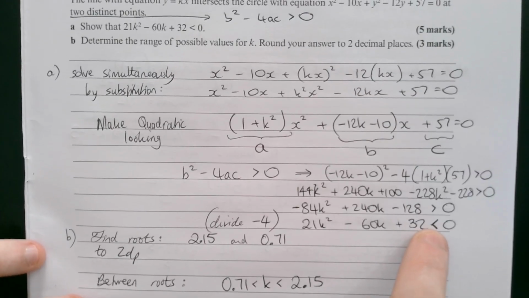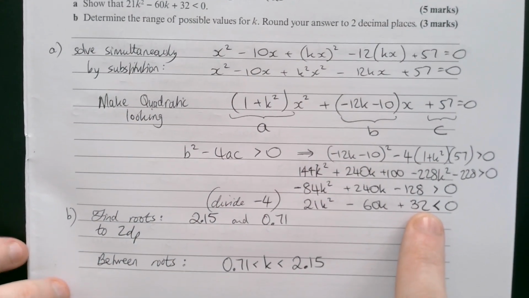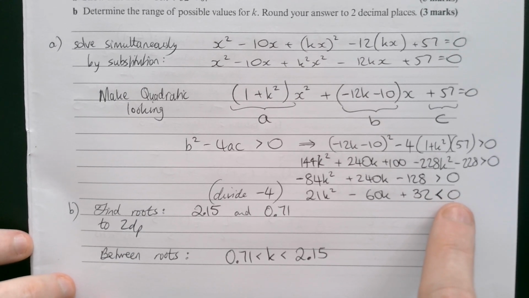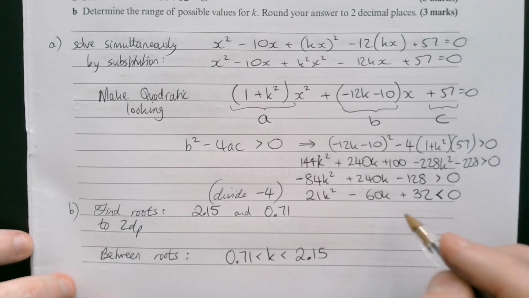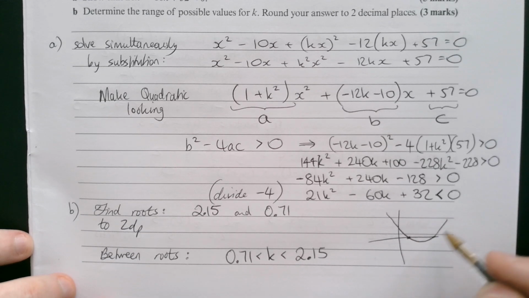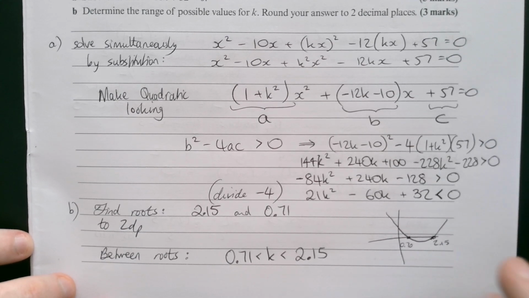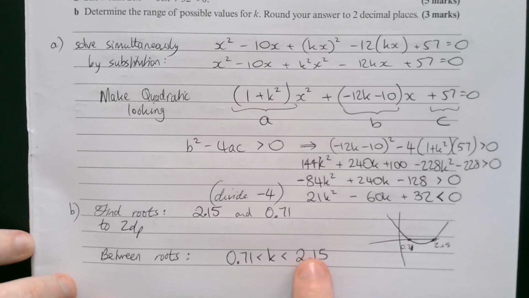Solving that, so it says determine the range of possible values for k. Solving this is chapter 3. You want to just find the roots, and then because it's less than, you're looking for the bits between those roots. So if you drew a little sketch, we want the bit that's underneath the graph. So this is 0.71, it's 2.15. We want the bit underneath the graph, so between 0.71 and 2.15. That's the bit underneath the graph.